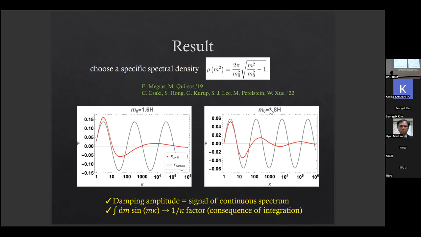But in both figures, you can see this red one, the continuous spectrum case, has a damping effect. This gray line is the normal discrete situation, and this red one is the continuous situation. You can see the continuous situation has a damping amplitude. So I conclude that if you could find this kind of damping effect, we may say this is a signal of a continuous spectrum.